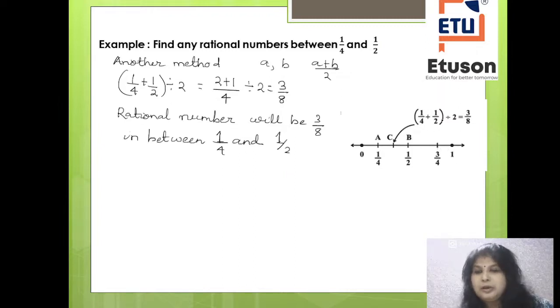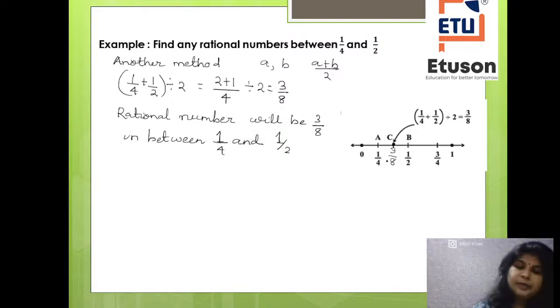Now you have to find the midpoint of 1 by 4 and 1 by 2. Here you are dividing the space into two parts. So this is the point which divides the space in between A and B into two parts, and this is the value 3 by 8, which can be indicated on the number line. Correct.